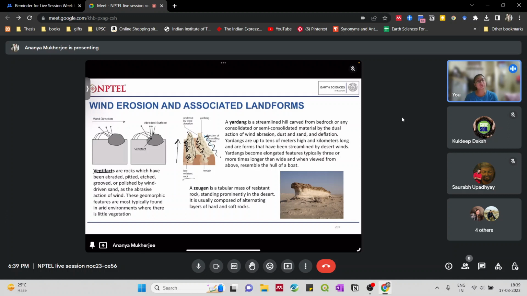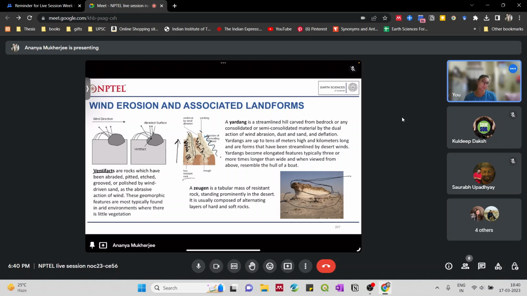Then you have another feature that is called a zeugen. These are formed in the same way that yardangs are formed, but these do not make very long linear features. You can see that it's not that long. These are isolated masses of resistant or hard rocks. The area around it was probably made up of softer rocks, so they all got eroded, and this was remaining over here. So these are called zeugen.